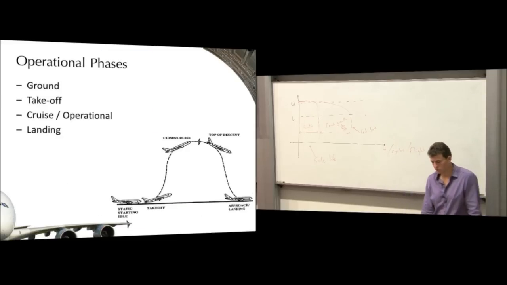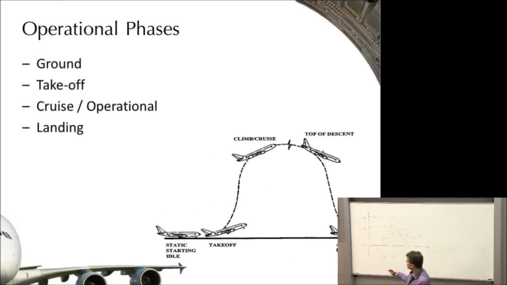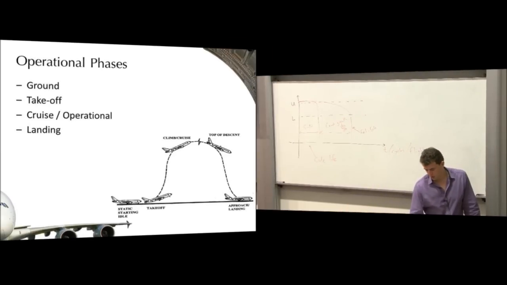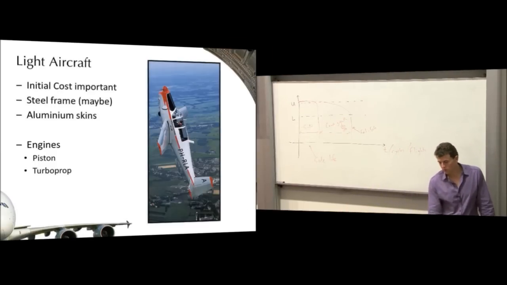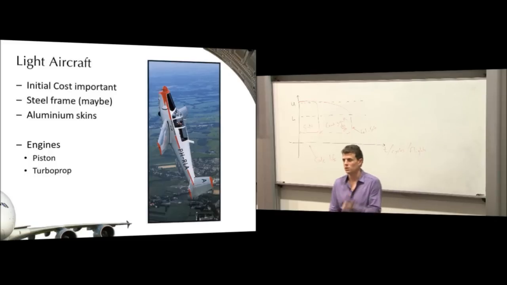A particular mission might be ground, takeoff, cruise, some kind of operation, and then landing. Depending on how many of those cycles we do, we'll need to choose different materials. And also we have different cost drivers. For light aircraft, the initial cost is important. Someone has to dip into their pocket and buy a light aircraft for $100,000, $150,000, whatever they're paying for it. It's like buying a car. And the initial cost is important.